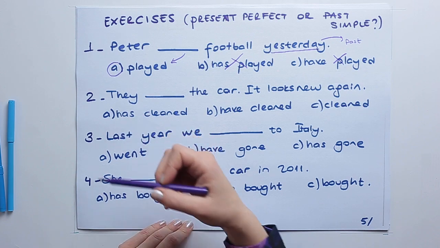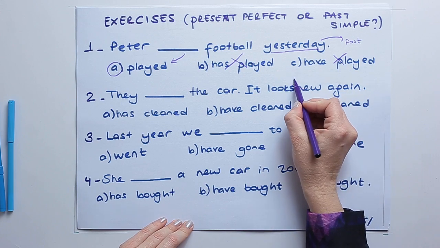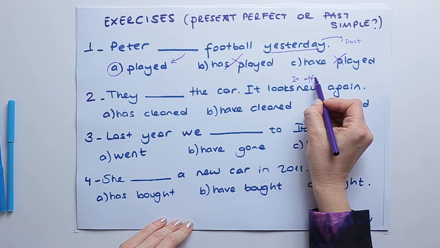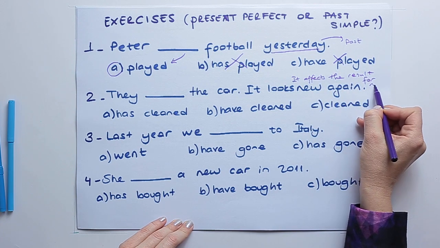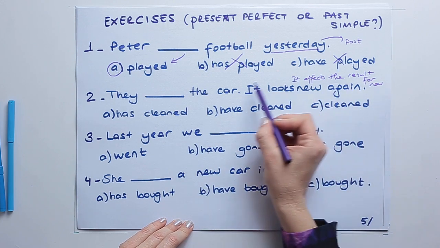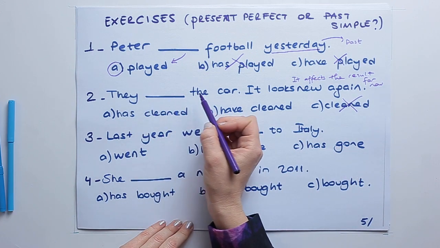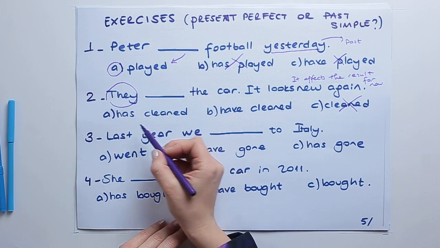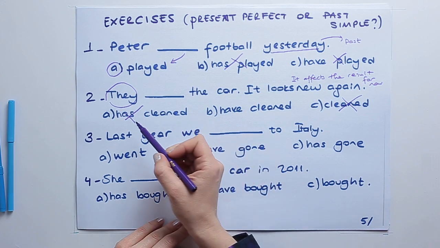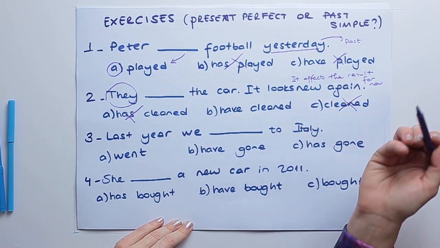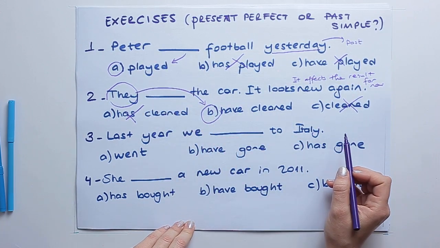Now, if we take a look at the second question, the car, it looks new again. That means it affects the result for now. That means that we don't have a past tense time expression, so we can't use the past form. Since they used the subject they, I can't use has because has is used with singular subjects like she, he, or it. That's why they takes us to the perfect answer, have cleaned.